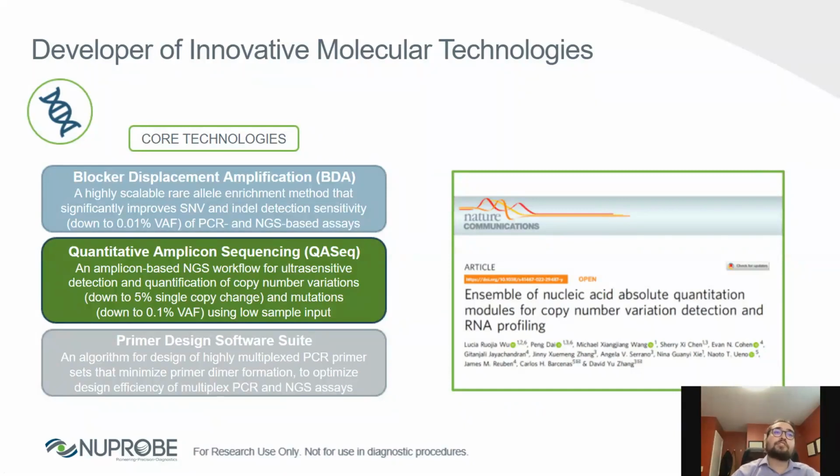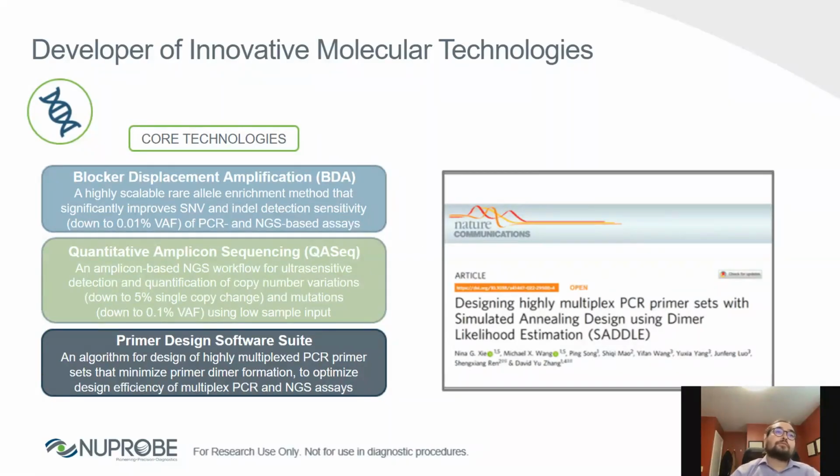This is an amplicon-based NGS workflow for ultrasensitive detection of copy number variation down to 5% single copy change in HER2, as well as mutations down to 0.1% VAF using low sample input. We also have expertise in primer design. We recently published another paper about one of our primer design algorithms for design of highly multiplex PCR primer sets that minimize primer dimer formation. This allows us to efficiently design new multiplex PCR and NGS assays.